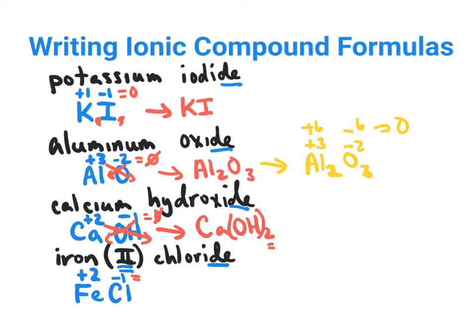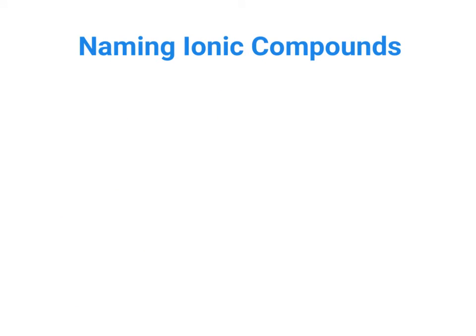Once again, these both don't equal 0, so we'll crisscross our charges. 2 down there, 1 down there. Remember, we don't write a 1, so we're left with FeCl2. And that's really how you write the formulas for ionic compounds. There's 1 or 2 that are trickier, but they're not super tricky. So this brings us to the last little topic of review, which is how to name ionic compounds.